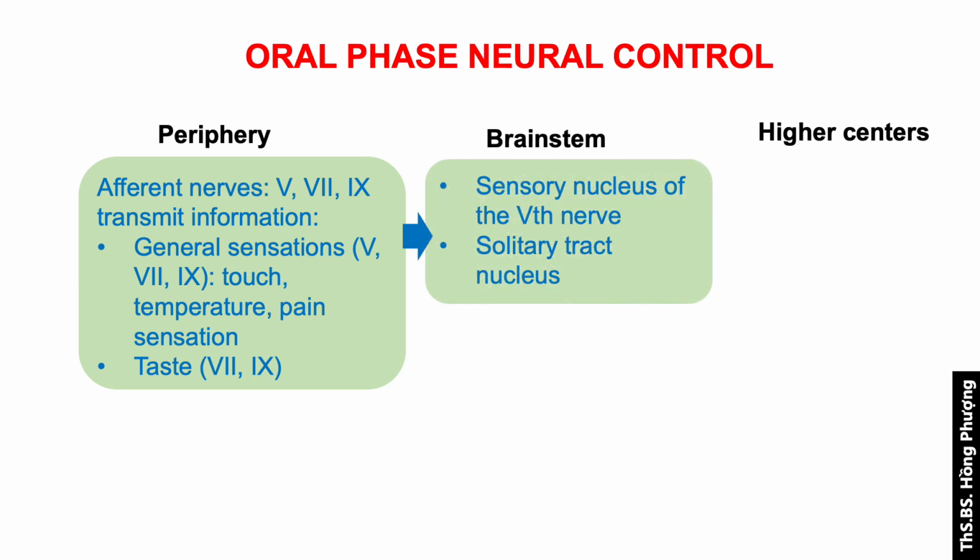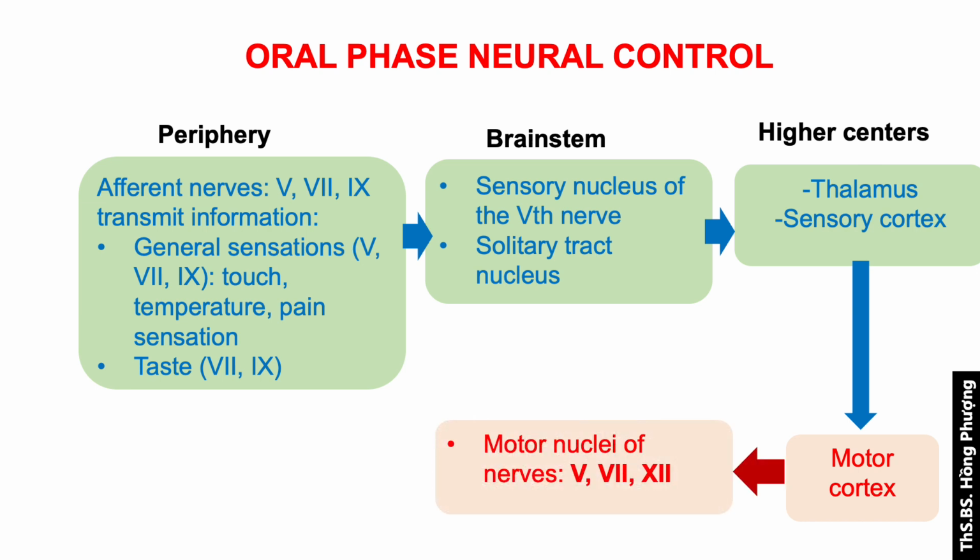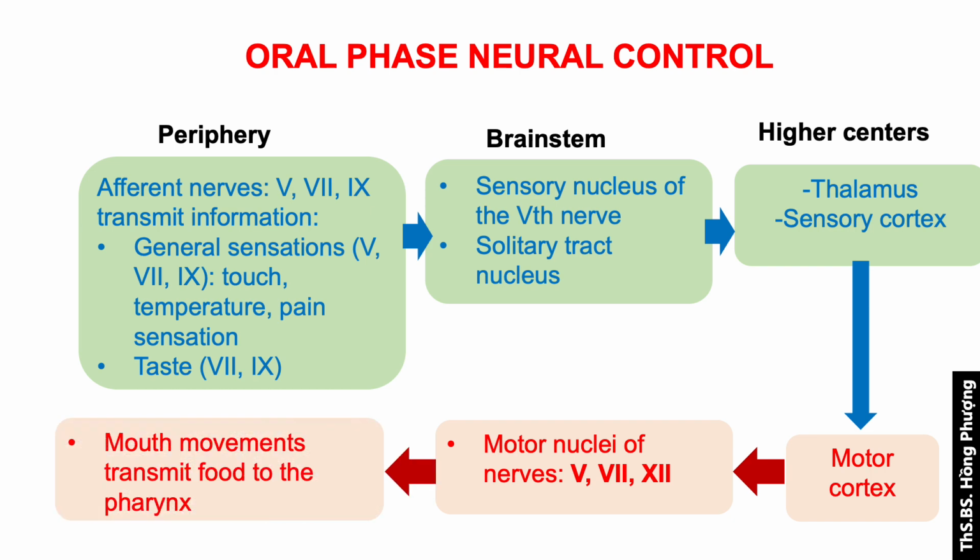At this area, the first afferent neurons will synapse with the second afferent neurons of the sensory nucleus of the 5th nerve and the solitary tract nucleus. Then the second afferent neuron transmits information to higher centers such as the thalamus and sensory cortex for interpretation and processing. The final pattern of action from the motor cortex will be transmitted by efferent fibers to the motor nuclei of nerves to create the mouth movements which transmit food to the pharynx smoothly.